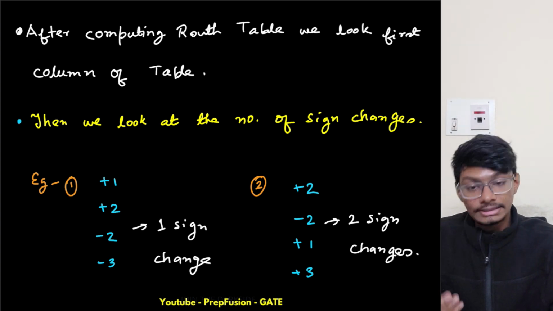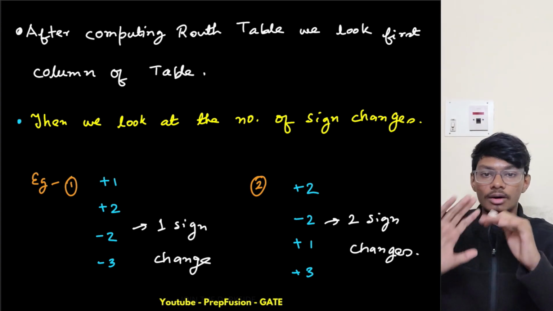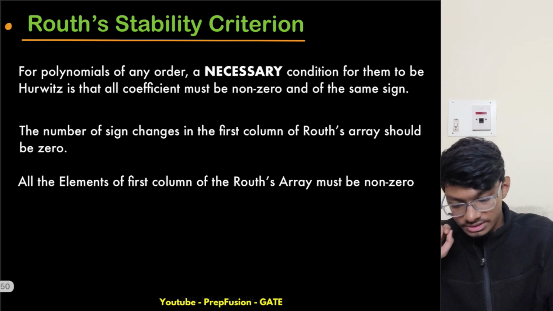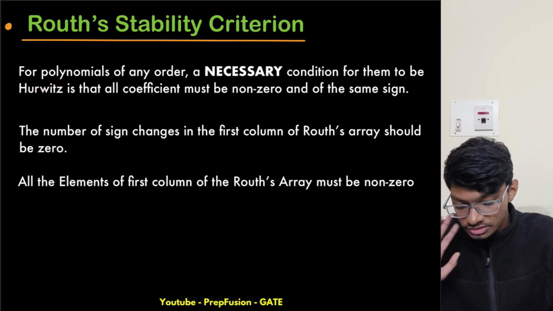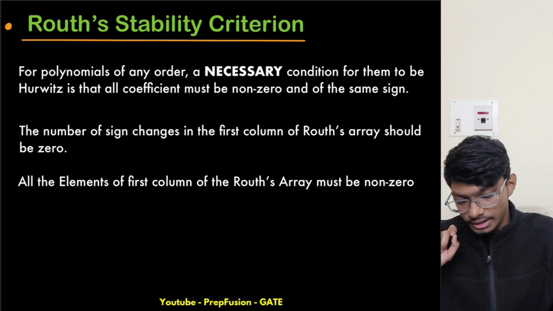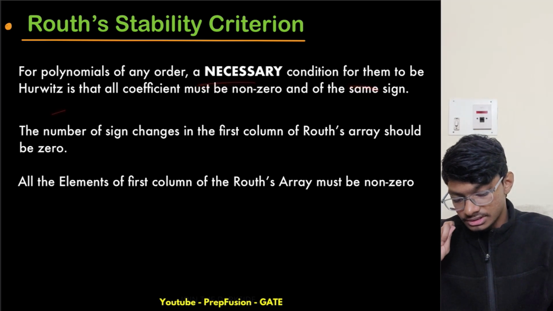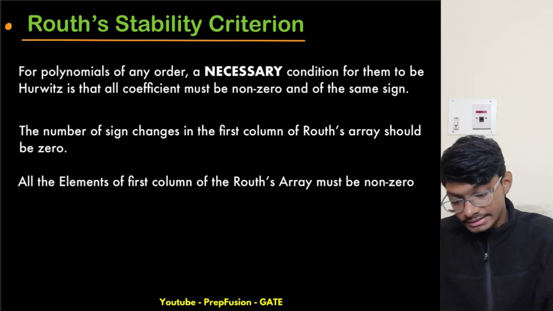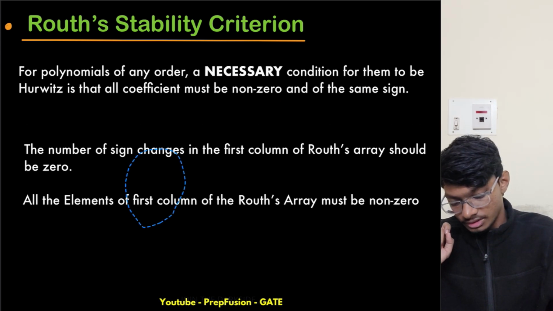Now let's come to the actual definition of the Routh stability criterion. This is the basic definition. So what is the definition? For polynomials of any order, a necessary condition for them to be Hurwitz is that all coefficients must be non-zero and of the same sign. So this is the necessary condition, not sufficient, right? Okay, so that is the main thing.